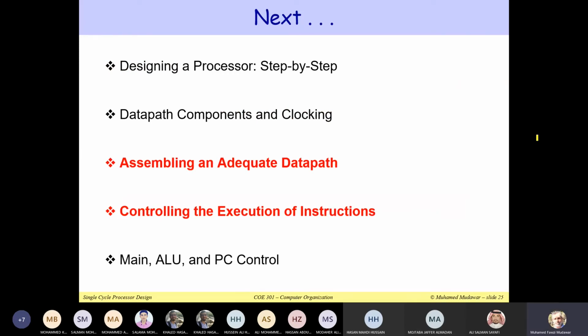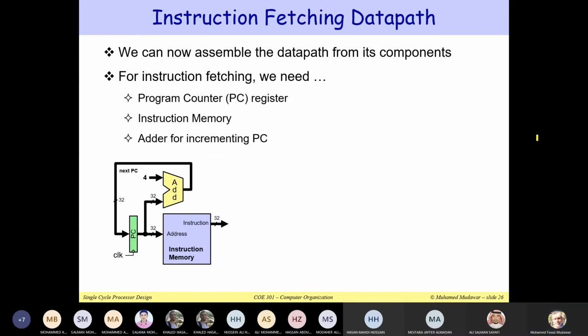Let me show you how we can assemble an adequate data path and how we can control the execution of instructions. Let us start first with instruction fetching, the instruction fetching data path. So how do we fetch an instruction? We have to provide the address of the instruction. The address is stored in the program counter, so I need a PC register.